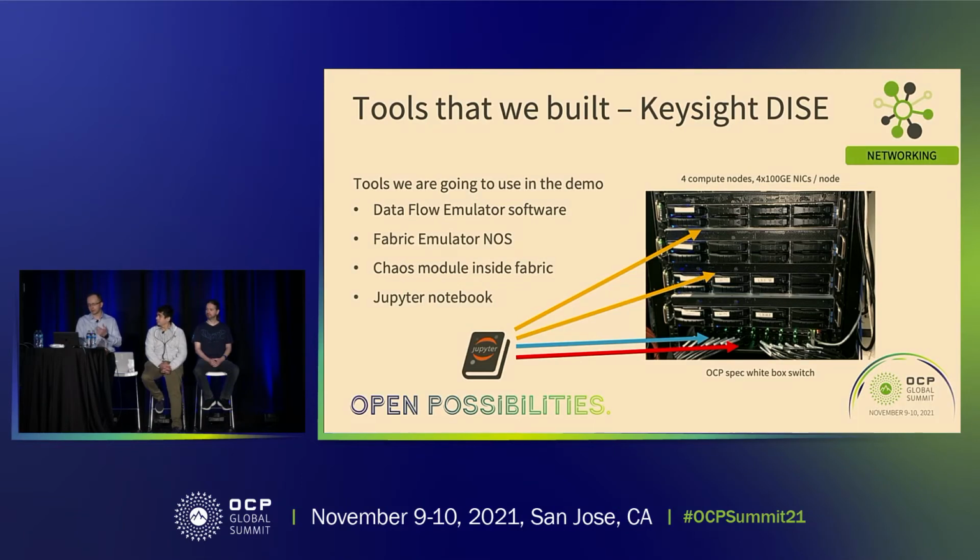And those tools are under the umbrella of Keysight Dice. The first part is the one that emulates workflows and runs on servers. It's specialized software. The servers are connected to an OCP spec white box switch, for which we created a special purpose fabric emulation network operating system. That NOS has capabilities for network impairment as well. And in our demo, we're going to be using Jupyter Notebook and the open models that we are building to describe the experiment and derive it from the Jupyter Notebook.